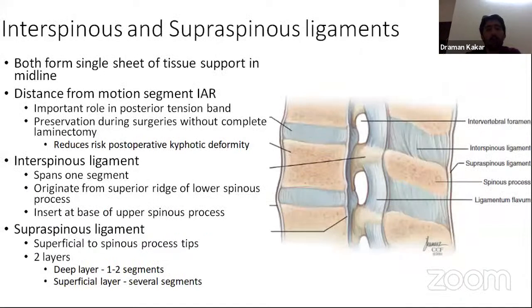Now we will discuss the interspinous and supraspinous ligaments. The supraspinous ligament is situated at the tip of the spinous process, made of two layers, while the interspinous ligament is situated between the spinous processes. It arises from the upper border of the spinous process below, and inserts at the lower border of the spinous process above. Both of these ligaments help resist hyperflexion of the spine and provide stability to the spine.